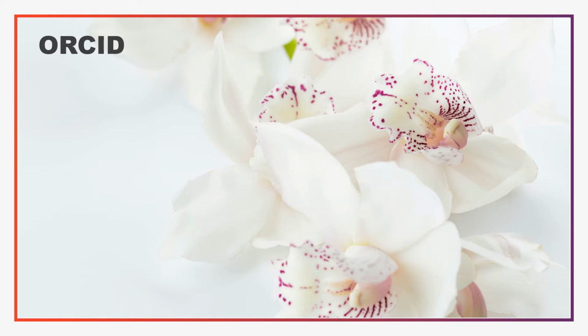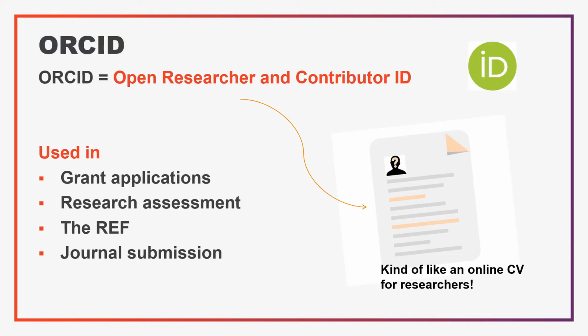ORCID is another online research profile, and it is a requirement at the University of Essex for the REF and for many funding grants. ORCID stands for Open Researcher and Contributor ID. Your ORCID profile becomes almost like an online CV, as you can add much more than publications. This includes employment history, professional qualifications, and more.